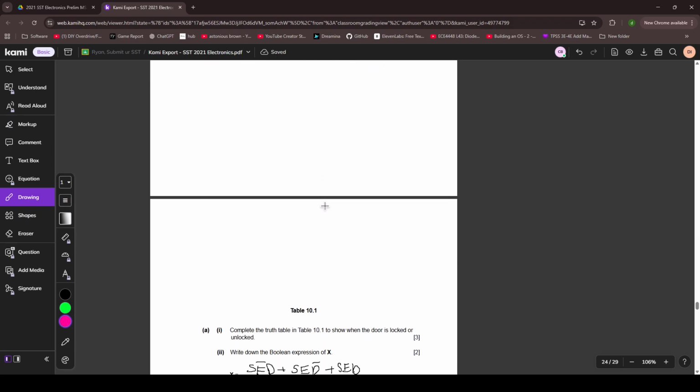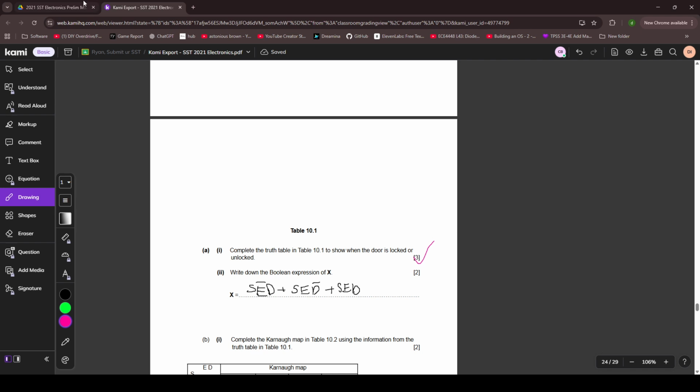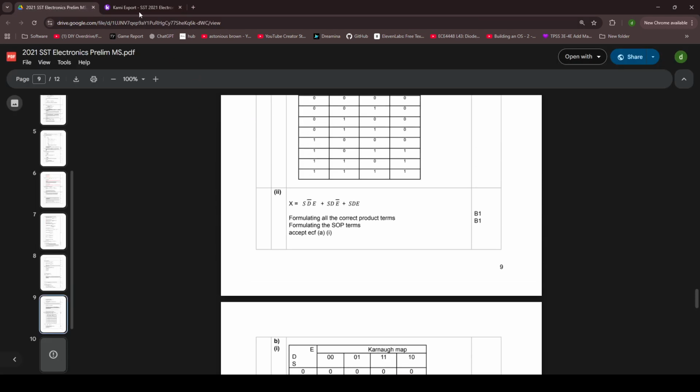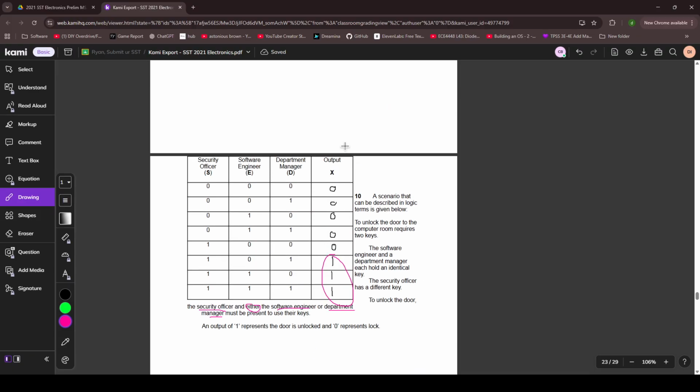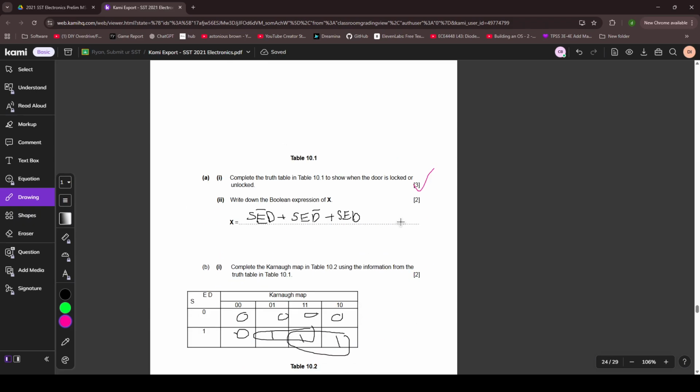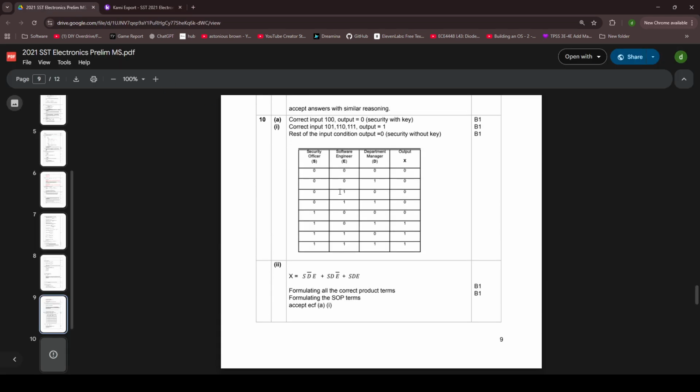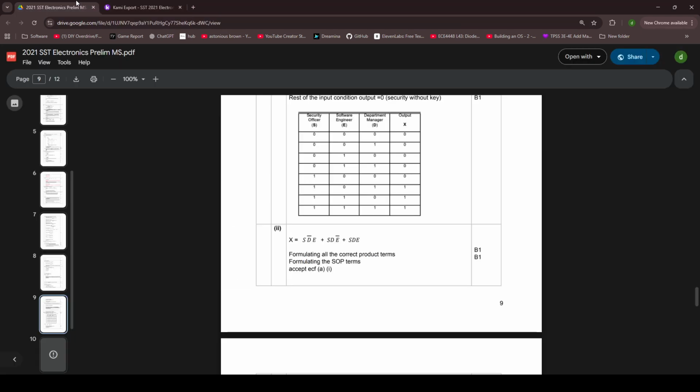So yeah, this is right. Complete truth table, this is right. Write down the Boolean expression of X. Okay, so Boolean expression, I have a video on Boolean expression if you want further explanation, but I'll just give you a brief one. Look at the ones in the output, write the Boolean expression from this. It will be S times E times D, for the variable that in this specific case is 0, add a bar on top. So this would be right if he did that, which he has.